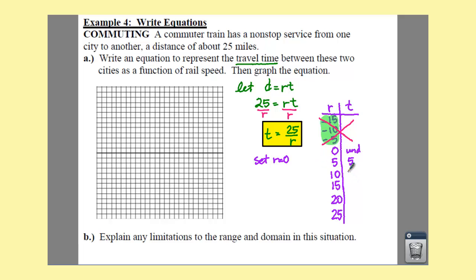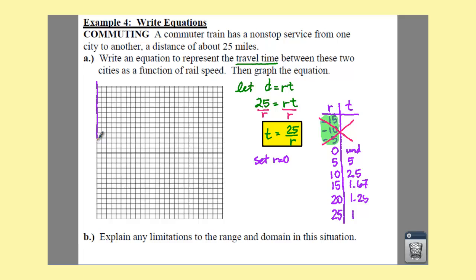If you plug a 10 in there, you get 25 divided by 10. Well, that's just a 2.5. If you have 25 divided by 15, that is 5/3 or 1.67. Plug a 20 in there, that's 5/4, which is 1.25. And if you plug a 25 in there, that's just going to give you a 1. So if we graph this function, we're only going to need our positive values of r.